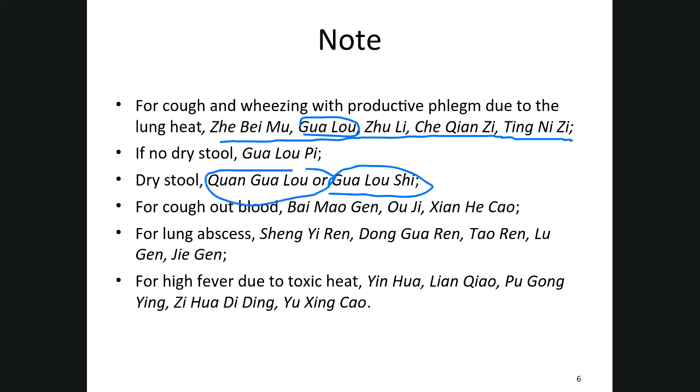And for coughing out some blood strips, you can add 白茅根, 枸杞 and 仙鹤草. But if it's a lung abscess, where people had previous lung disorders and some very bad smelling discharge comes out, use raw 薏仁, 冬瓜仁, 桃仁, 芦根 and 桔梗.